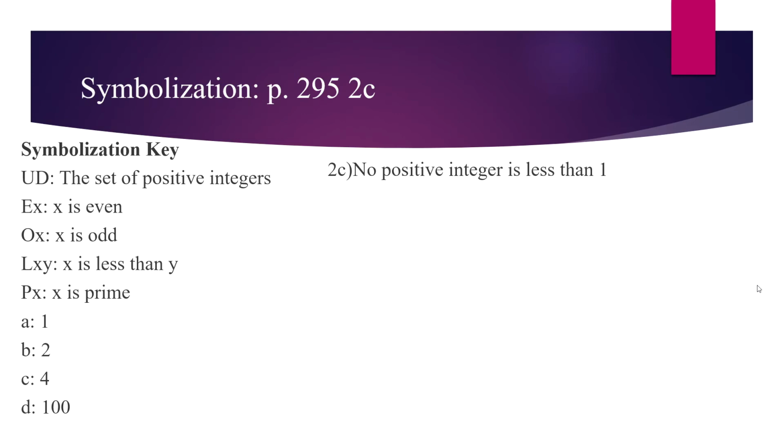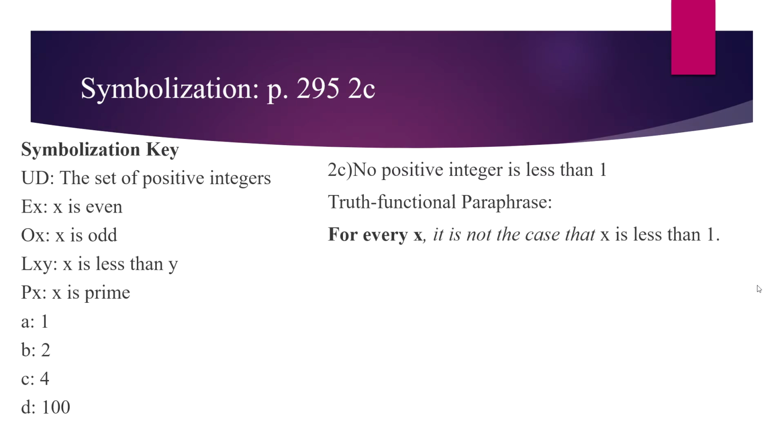The next is no positive integer is less than 1. There's a couple of ways we can do this, right? We talked about problems that say no something is something else in the lesson video. So one way to do this is to say, for every x, it is not the case that x is less than 1, right? For every single positive integer, that positive integer is not less than 1. When we do that, we'll symbolize it like this, right? For all x, it is not the case that x is less than 1.